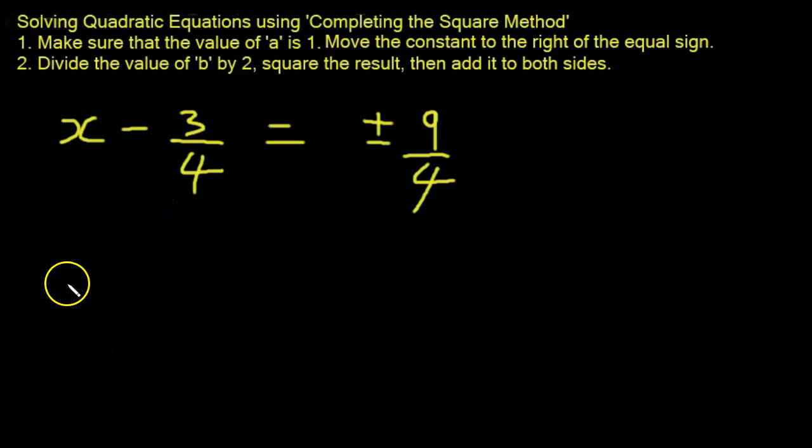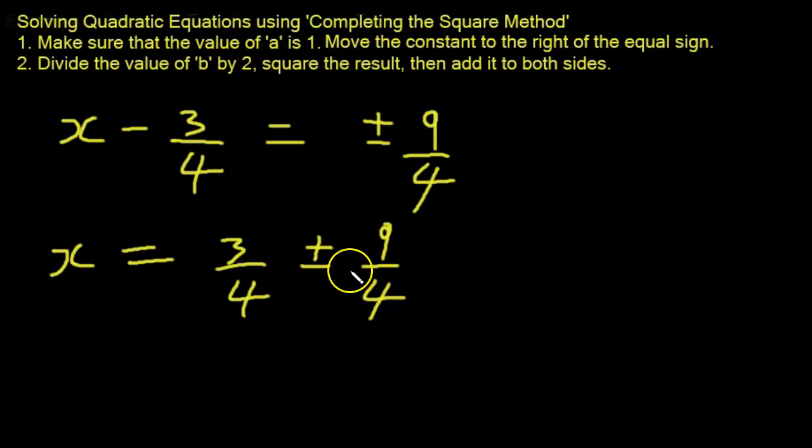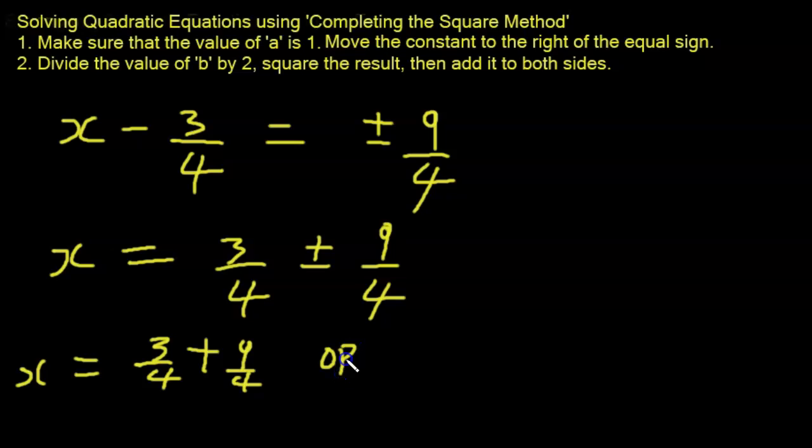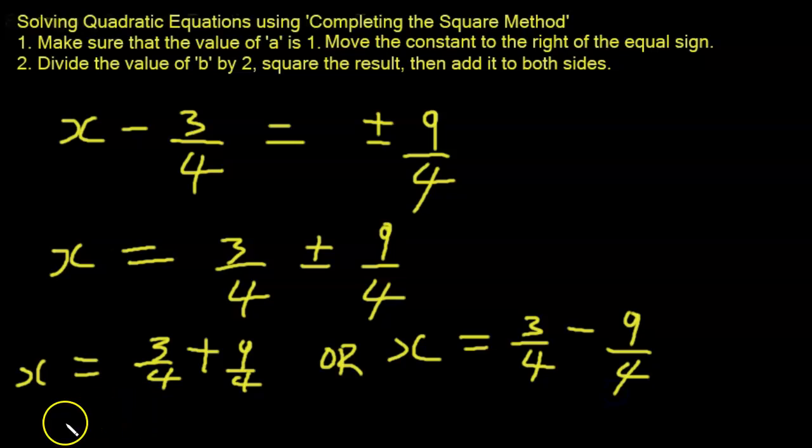Alright, so we have that. And then we need the x by itself, right? So negative 3/4 comes over. It becomes positive 3/4 plus or minus 9 over 4. And what does plus or minus mean? So x equals 3 over 4 plus, in one case you add 9 over 4, or x equals 3 over 4 minus 9 over 4.